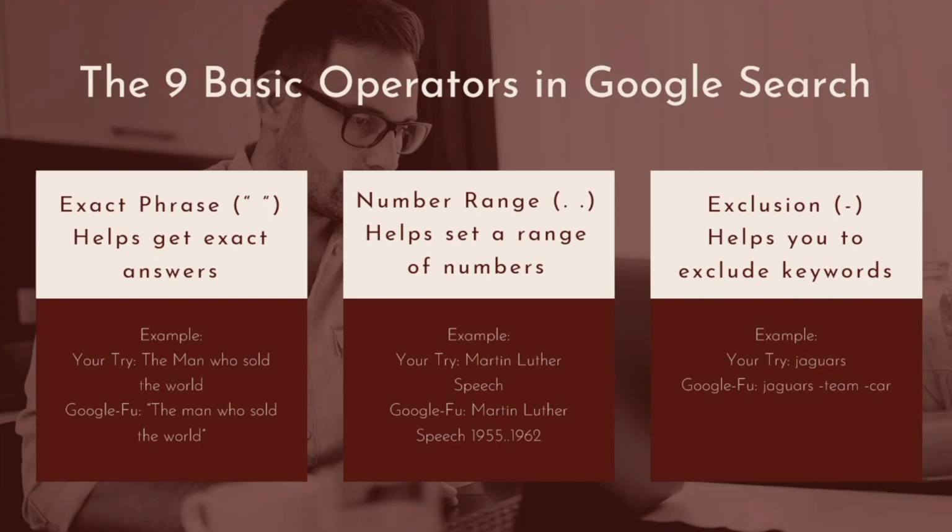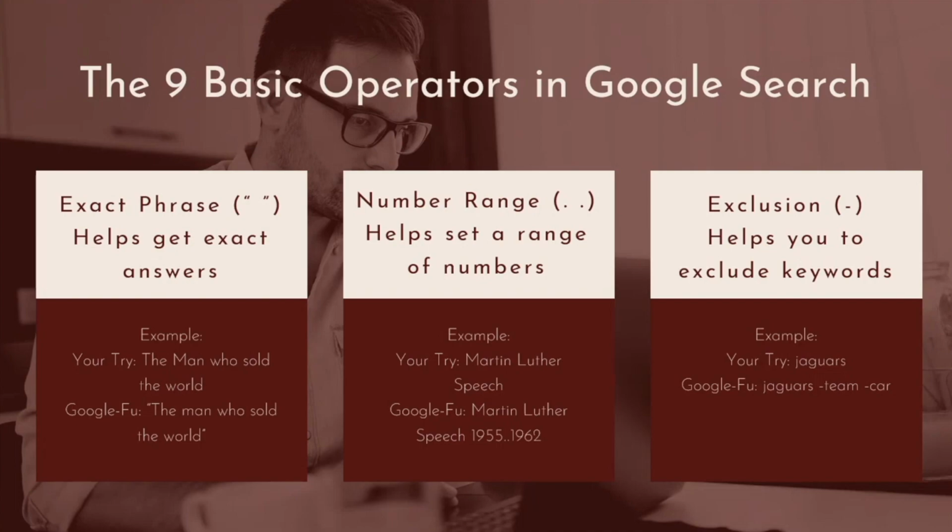Number range can help if you're looking for a different set. In my example here, if you're looking for Martin Luther King speeches and you want everything except for the I Have a Dream speech, well, I can look up what year that was in. It was in 63, and then do, let's say, 55 to 62, and that will give me all the speeches before that one happened, if I wanted to see those, for example.